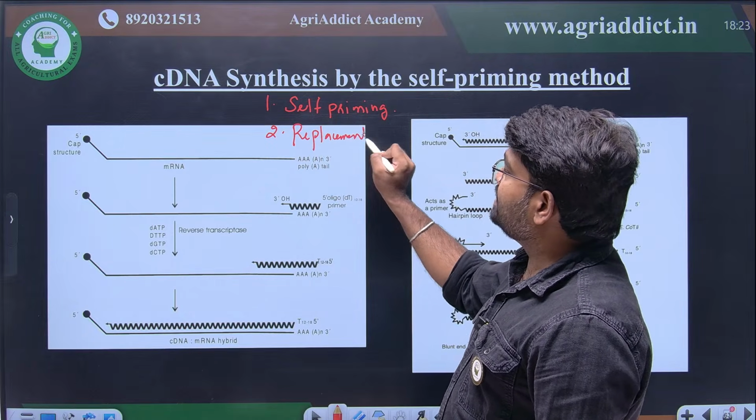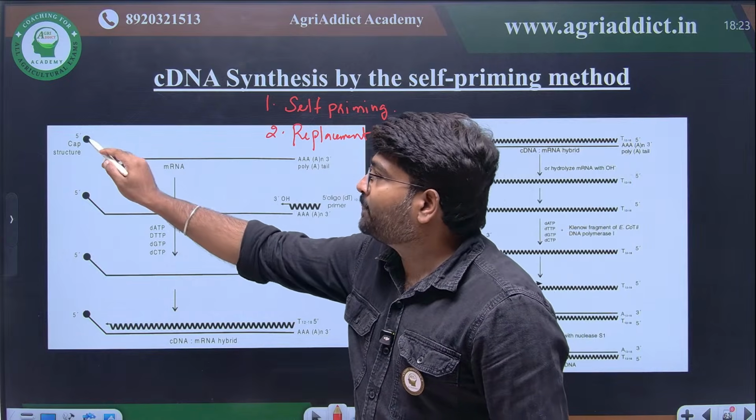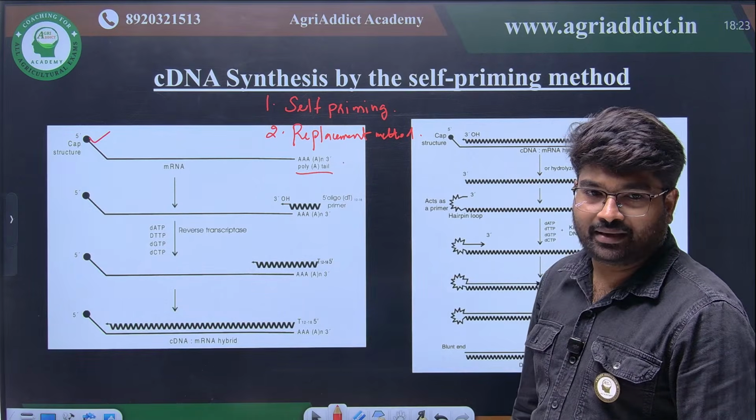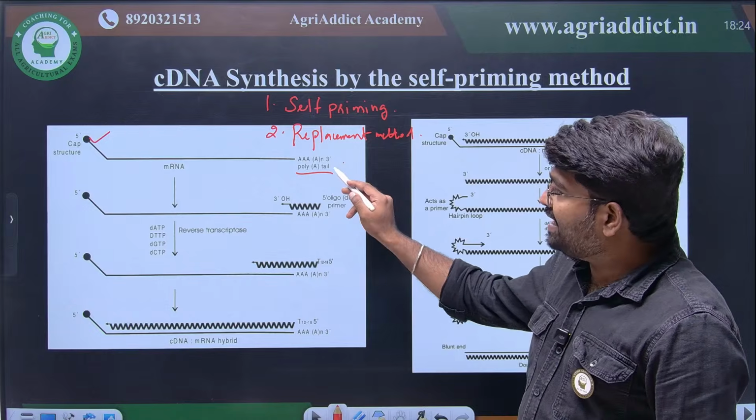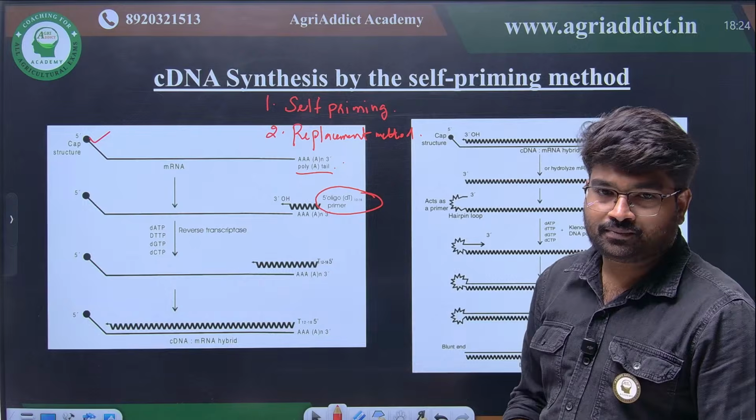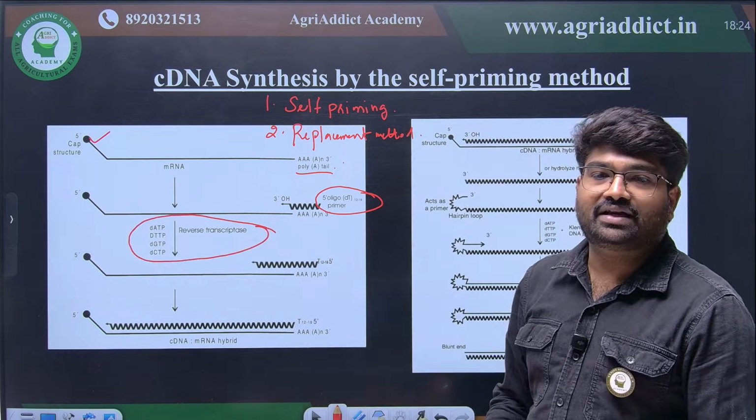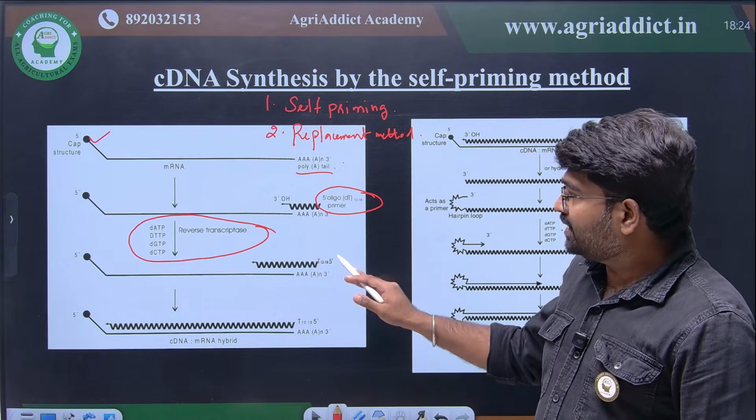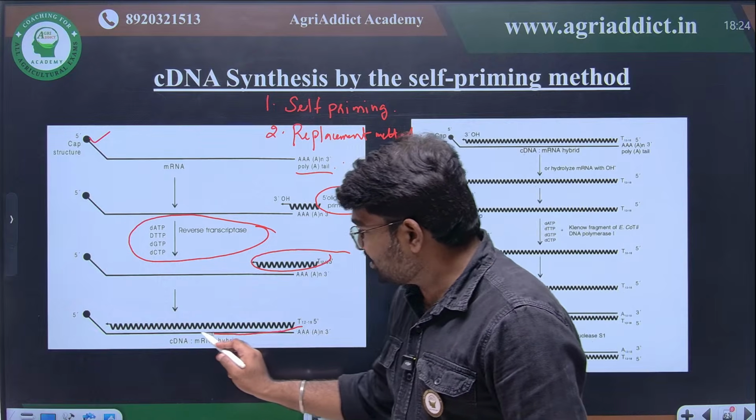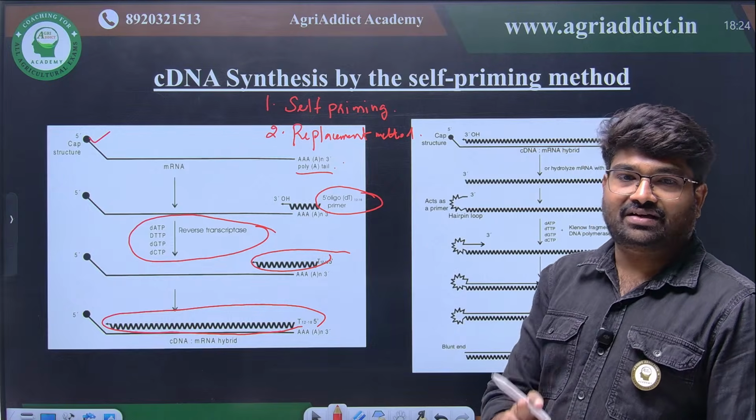We know the messenger RNA will have a 5' cap structure and a 3' poly A tail. If the 3' poly A tail is there, we can use oligo-dT primers. Then we can add our dNTPs along with the reverse transcriptase enzyme, which will lead to synthesis of the first strand. This is the first strand of the cDNA. Clear? This is the first strand of cDNA synthesis.